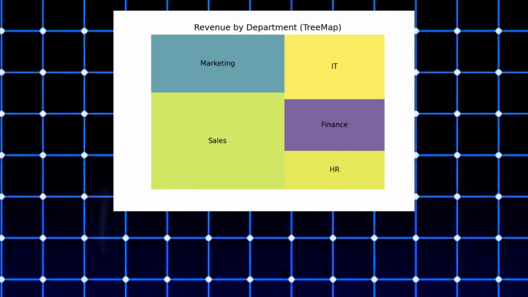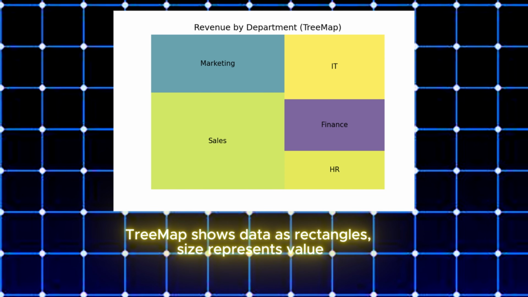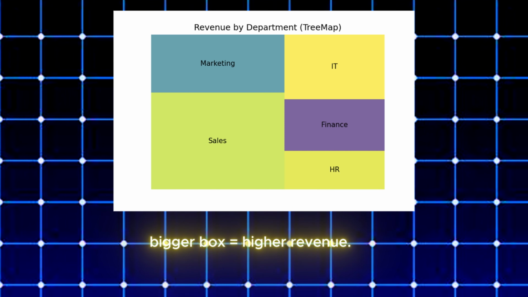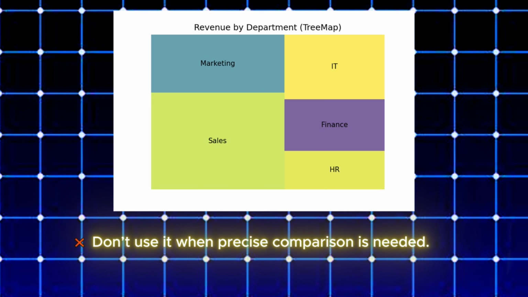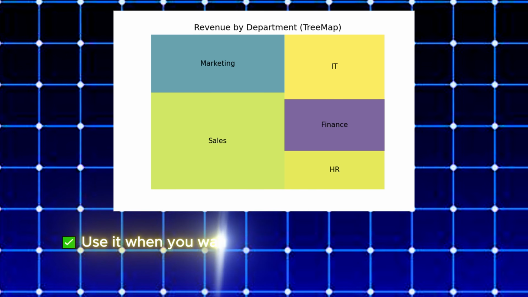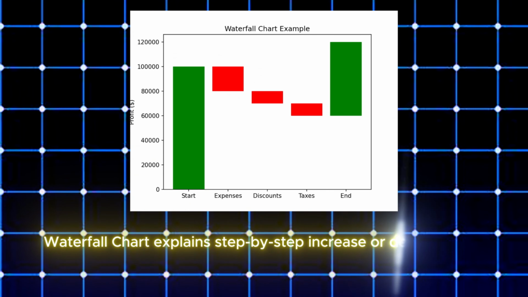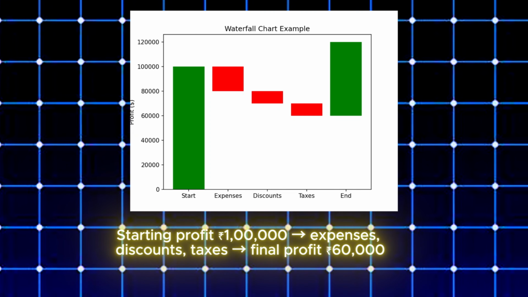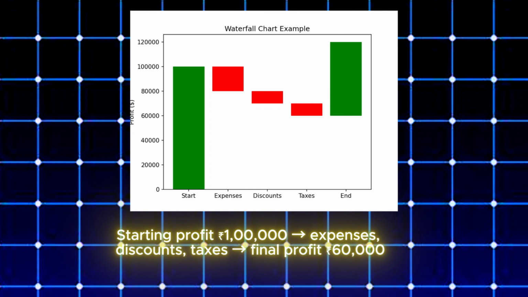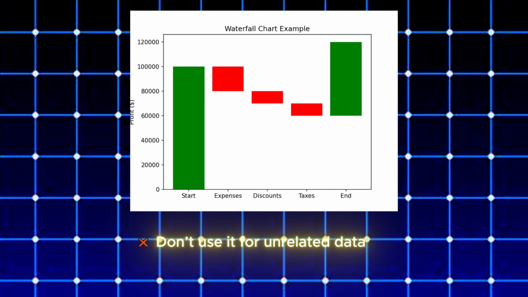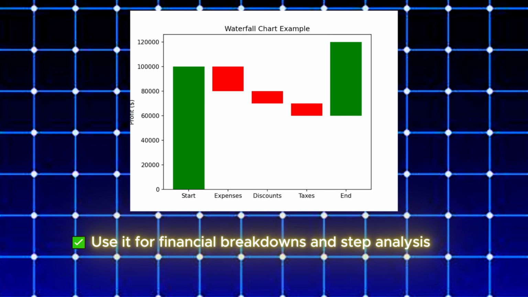TreeMap. A TreeMap shows data where rectangle size represents value. Example, company revenue by department, bigger box equals higher revenue. Don't use it when precise comparison is needed. Use it when you want quick insight into proportions. Waterfall charts explain step by step increase or decrease. Example, starting profit 1 lakh rupees, expenses, discount, taxes, final profit 60,000 rupees. Don't use it for unrelated data. Use it for financial breakdowns and step analysis.